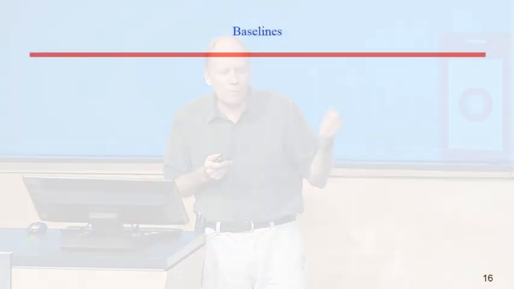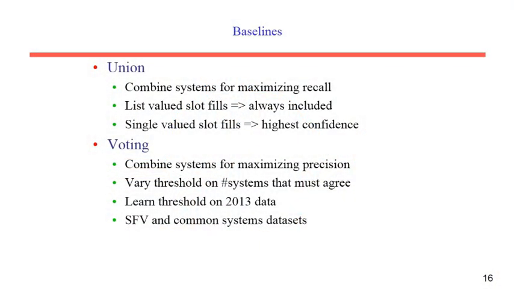We compared to a number of baselines. Two very simple cases we said was, well, let's just combine the systems doing union. Just take all their results and combine them together. There's some technical detail about whether the slot is so-called list value, where it can have multiple values, or whether it takes a single value. We did some things there.